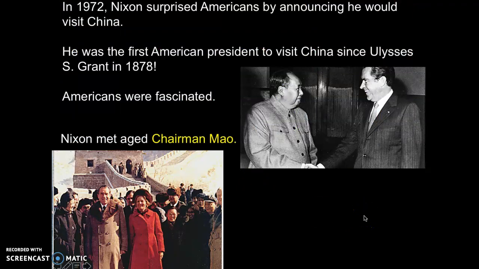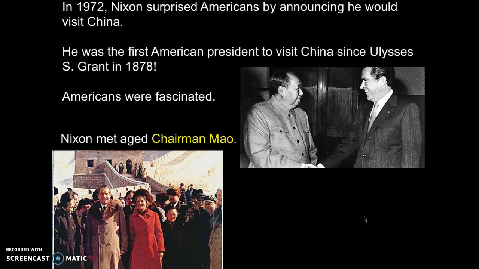So this was done by surprise, which Nixon and Kissinger loved to do. First, there had been some preliminary exchanges. An American ping pong team did a tour of China, and then Nixon himself came in 1972. And as I note here, it's the first American president to visit China since Ulysses Grant back in 1878.